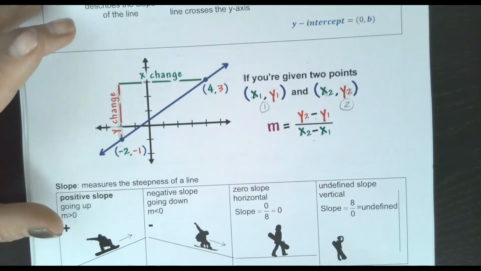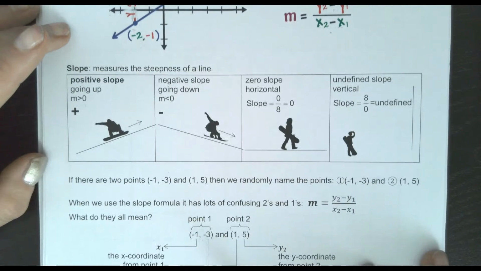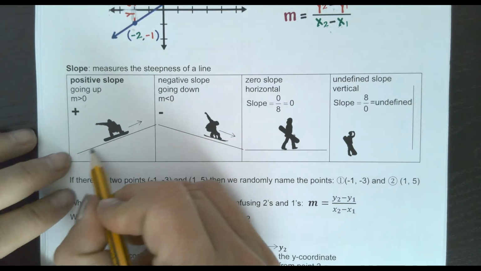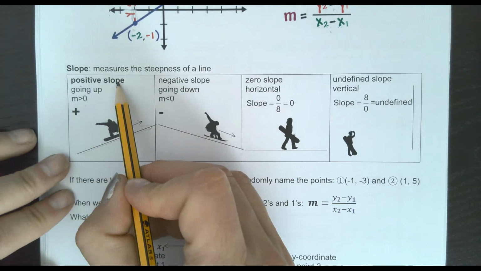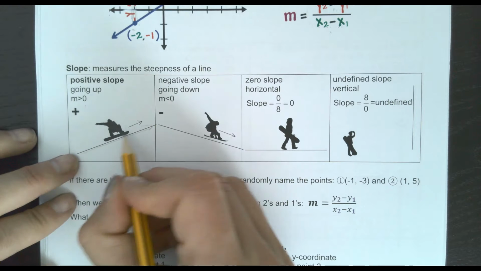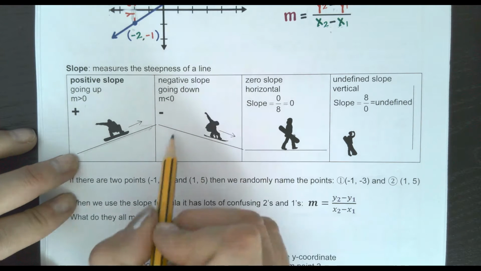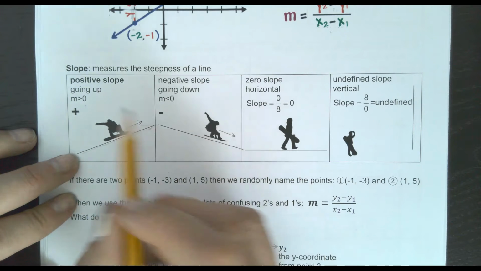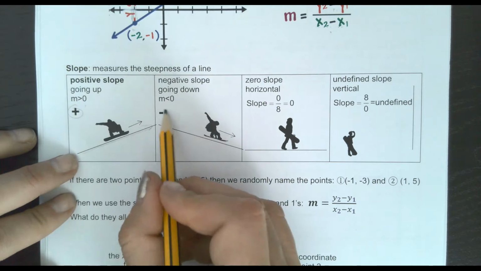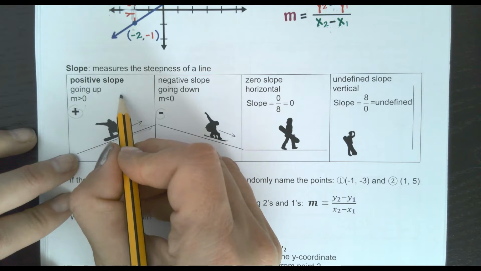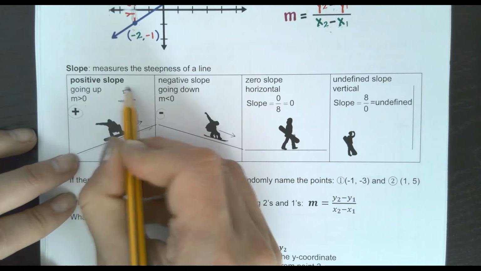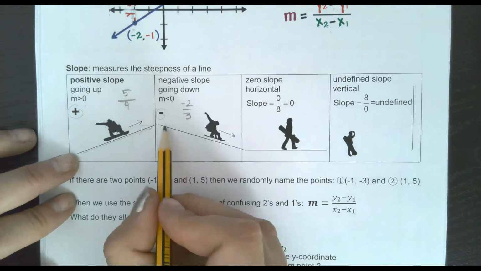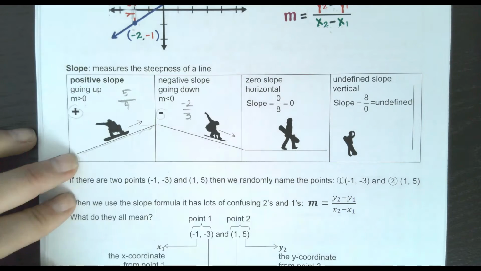Now, what is slope? So slope measures the steepness of a line. So if the line is going this way, we can call it a positive slope because the person's going up. Now, if it's this way, it's a negative slope, and it's going down. So this is a positive slope. This is a negative slope. So if I have 5/4, that's a positive number, so it would be this way. If I have -2/3, that's going this way, and that's a negative slope.